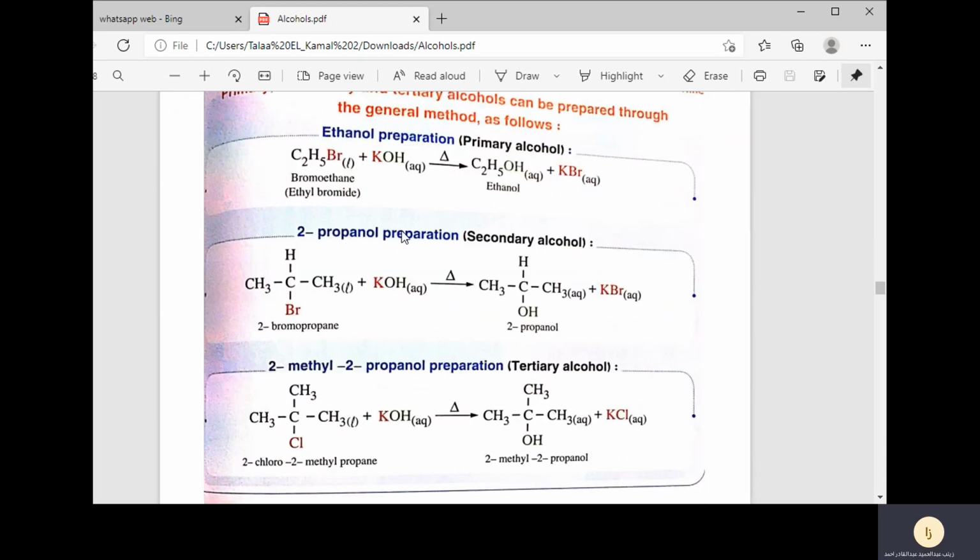Examples for hydrolysis, if we take ethyl bromide. Ethyl bromide in presence of KOH aqueous, what will happen? K takes Br and gives KBr, and the alcohol will be formed, which is ethanol.